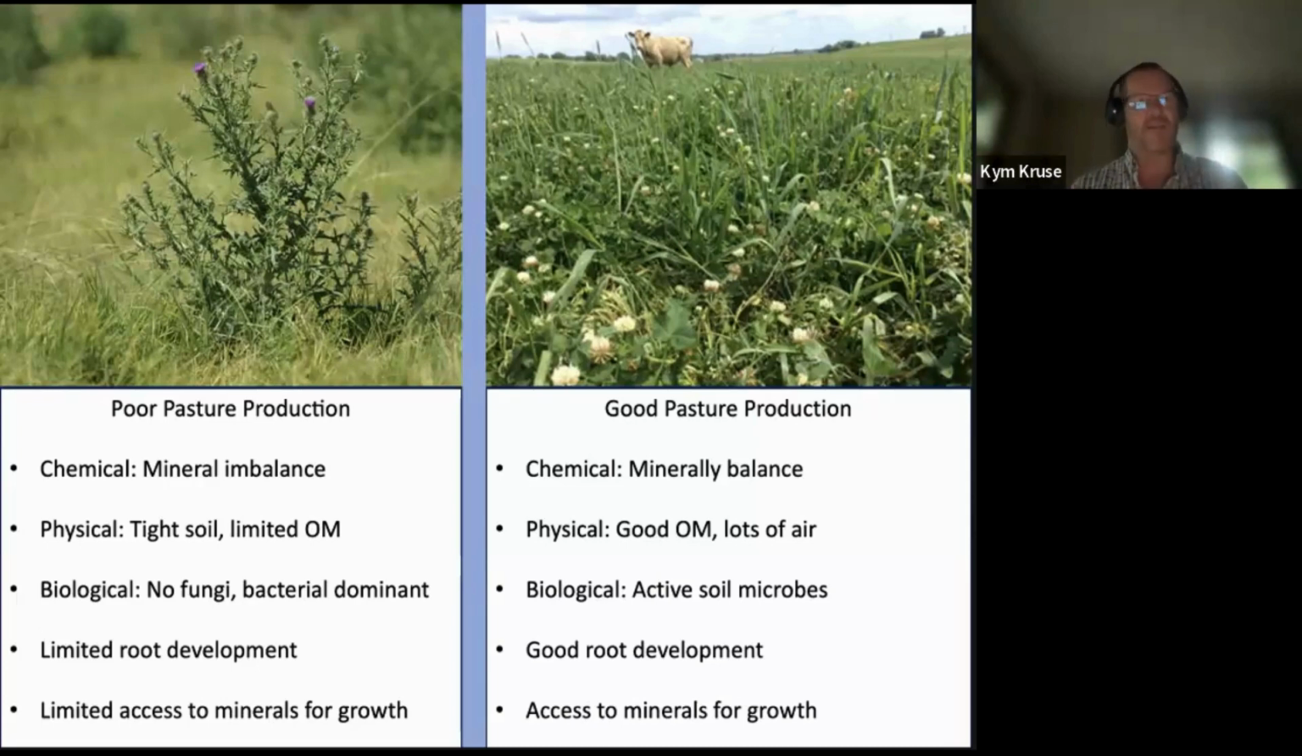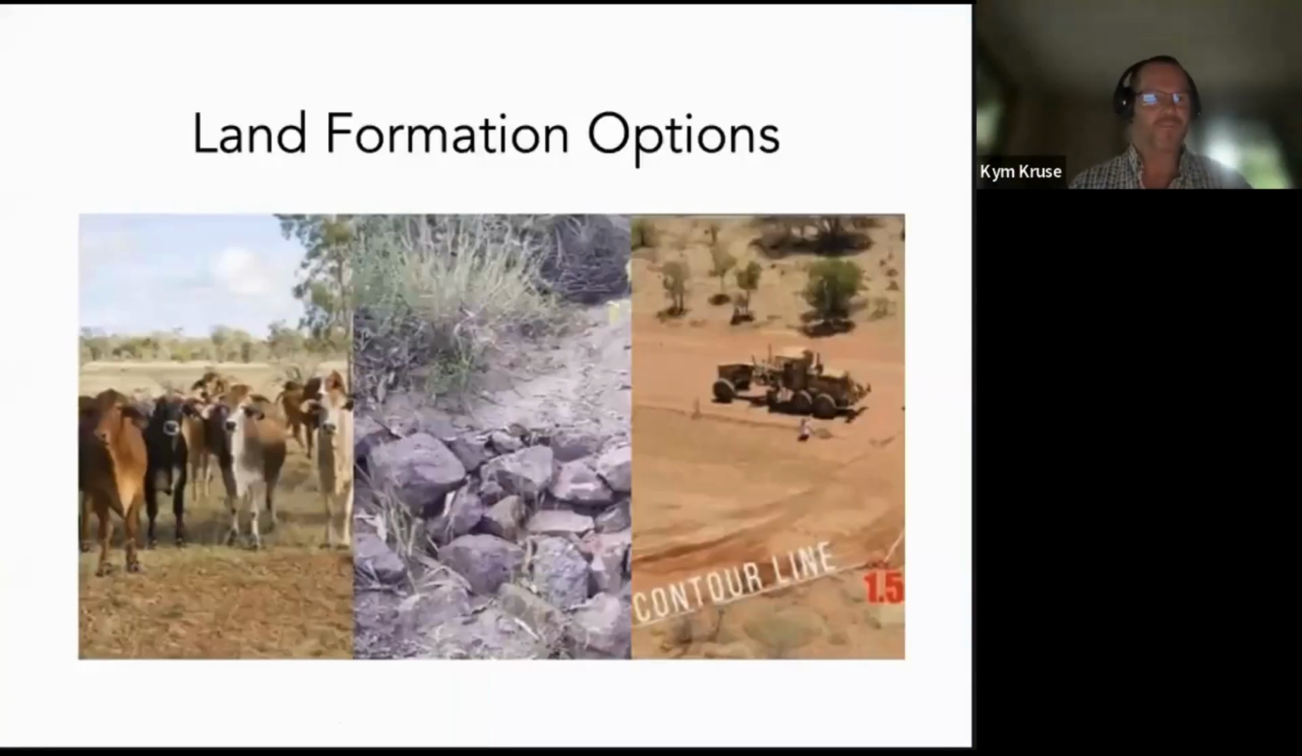On the opposite side there, we've got an example of a really nice looking, healthy, diverse pasture. It tends to suggest that from a chemistry standpoint, there's mineral balance. From a physical standpoint, there's probably decent organic matter with lots of air, which means the biological activity in the soil of those microorganisms is very good. They're very active. We've probably got pretty good root development under the ground, and there's access therefore to a lot of minerals and moisture for adequate growth.